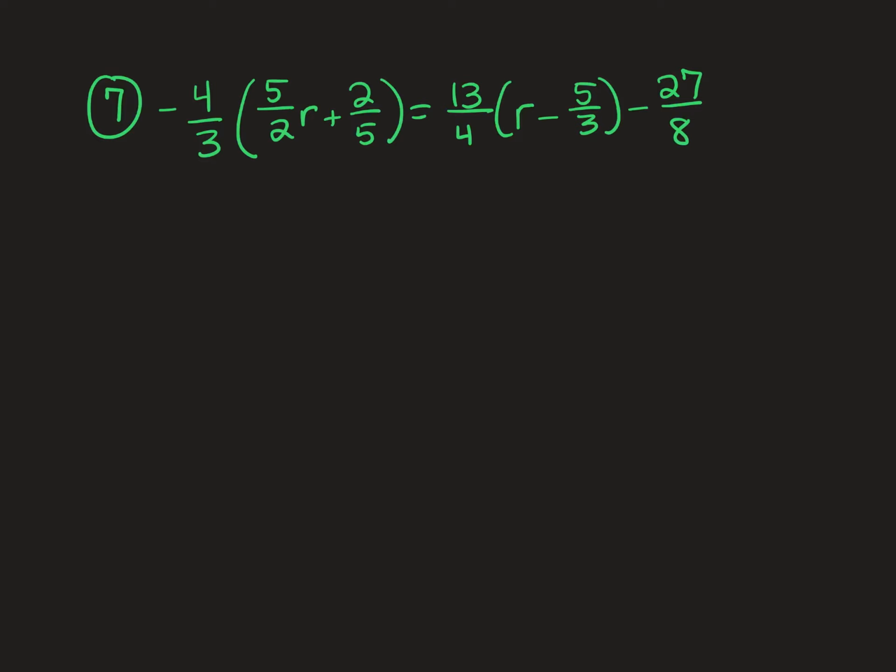So the first thing I would do here is distribute, so I get rid of all the fractions. So I would have -4/3 times 5/2 r, -4/3 times 2/5. So that's going to give me -20/6 r. We can reduce that. That might be helpful. We'll come back to that in a minute.